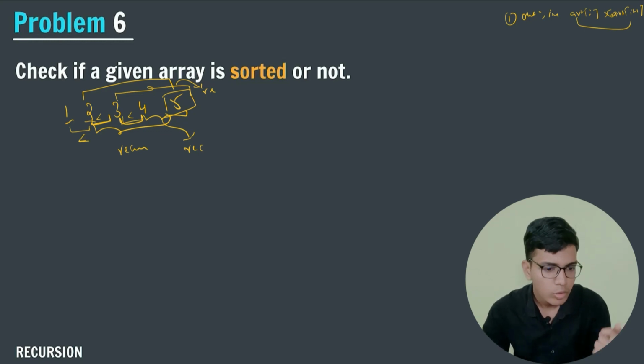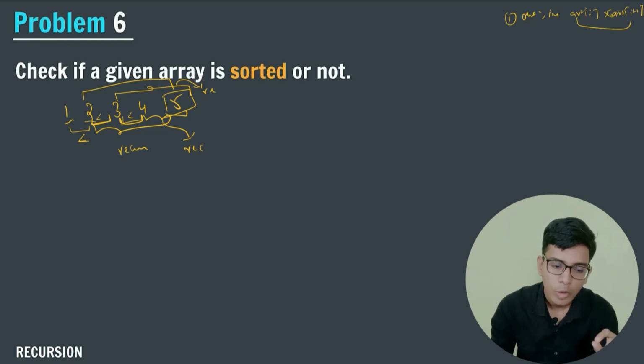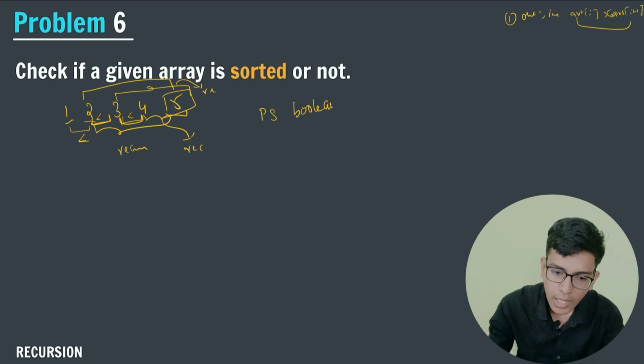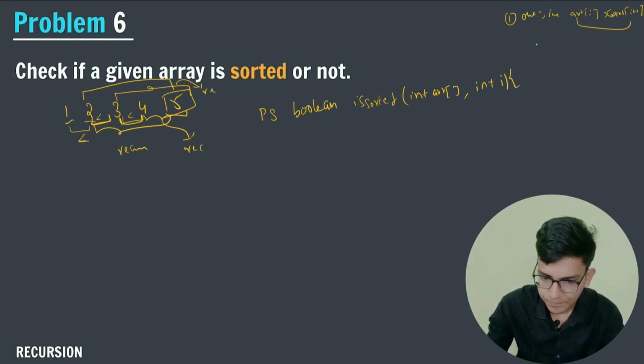Now let me write the pseudocode so that you will understand it even better. Our pseudocode will start with a public static boolean type function. I am going to return either true or false. If the array is sorted, then I will return true. If not, then I will return false. So public static boolean isSorted is my function name. After that I am passing int arr, and after it the initial index I.